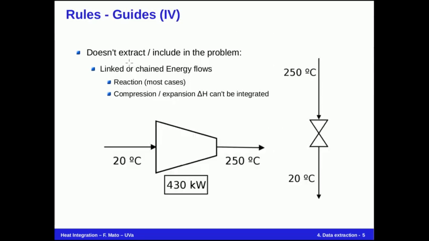Fourth, don't include into the problem linked energy flows. The energy flow of a reaction, for example, or the change in temperature linked to a compression or expansion. This cannot be integrated, cannot be used as heat in another place. This energy flow, 430 kilowatts, is shaft work, not heat that can be used in a heat exchanger.